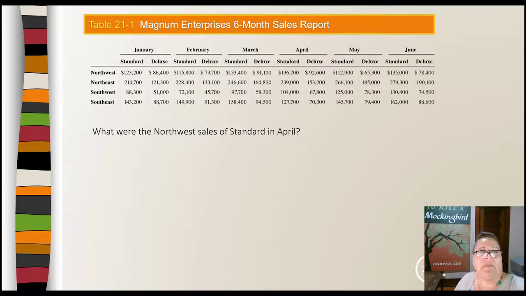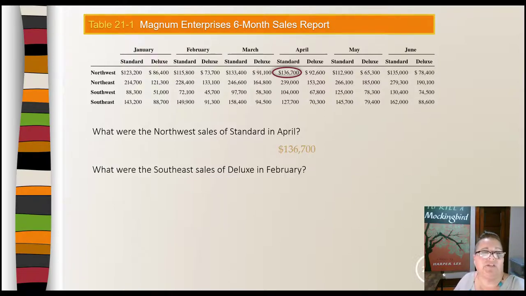I'm looking for Northwest, and I see that Northwest is a row title, and that row encompasses the first row all the way across. I need the sales of Standard in April. So I'm going to find the column that is April, and specifically I'm going to look at just the part of the column that is the Standard, whatever that is. Pillow? I don't know. Standard and Deluxe Pillow? Could be. When I look at that, I'll see that the intersection is 136,700. This would indicate what those sales were, the 136,700. So I've used that particular piece of data.